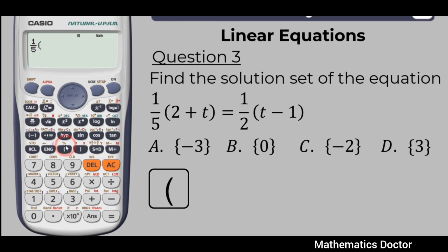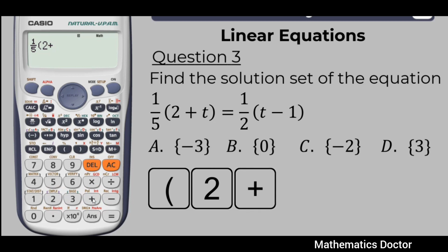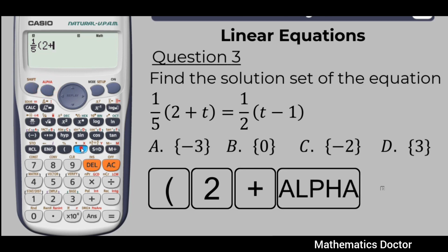Now open the bracket. Then you press 2. You press the addition sign. Then you have to press T, but T is not needed in an equation on the calculator. The calculator only needs X to represent all variables when you are using the calculator. So you press the alpha key and then you press the bracket close to bring X. Now X is in place of T, which is in the question. So any answer we get for X is the same answer for T.